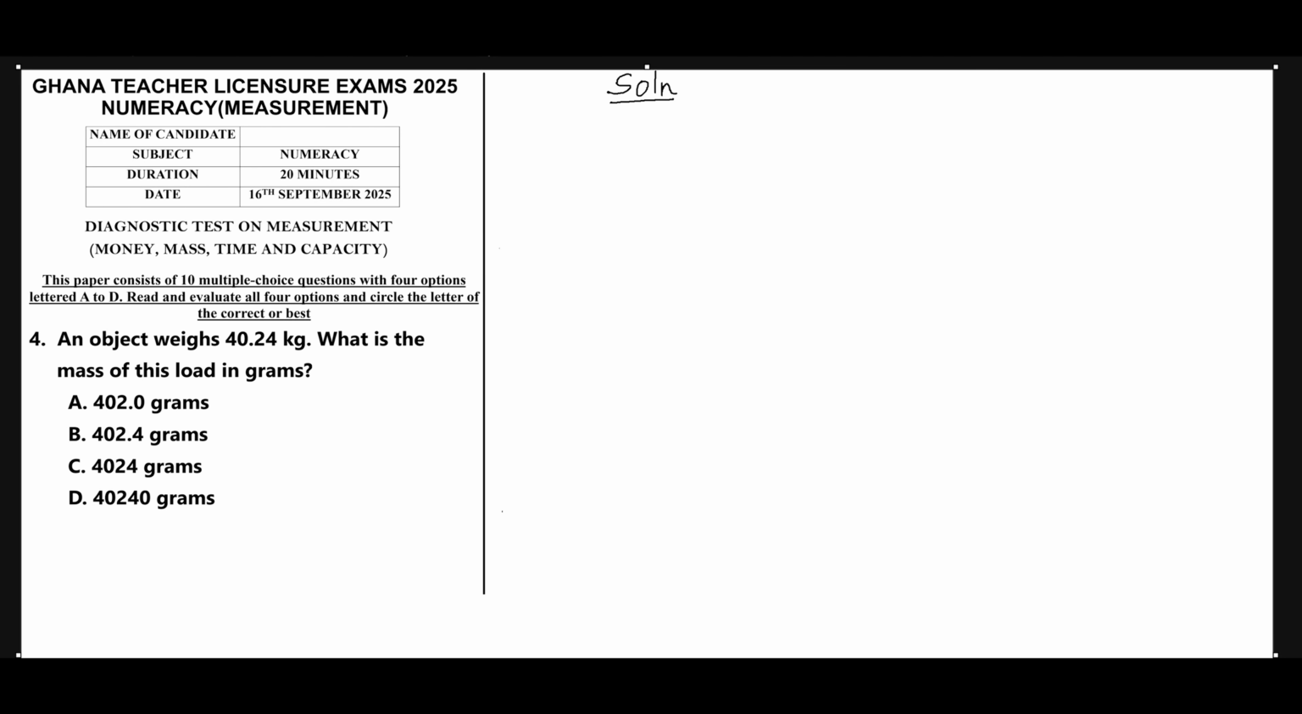Question 4. An object weighs 40.24 kilograms. What is the mass of this load in grams? The weight of the object was given as 40.24 kilograms, but we want this weight in terms of grams. So we need to convert 40.24 kilograms to grams. But first of all, what is the relationship between kilograms and grams?